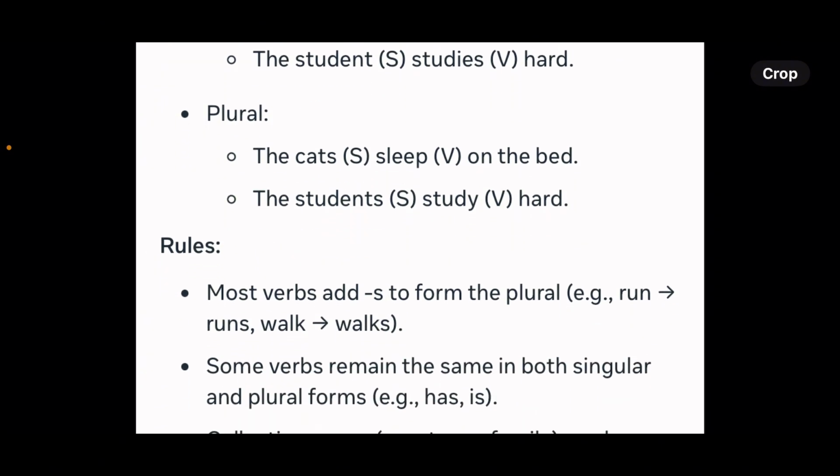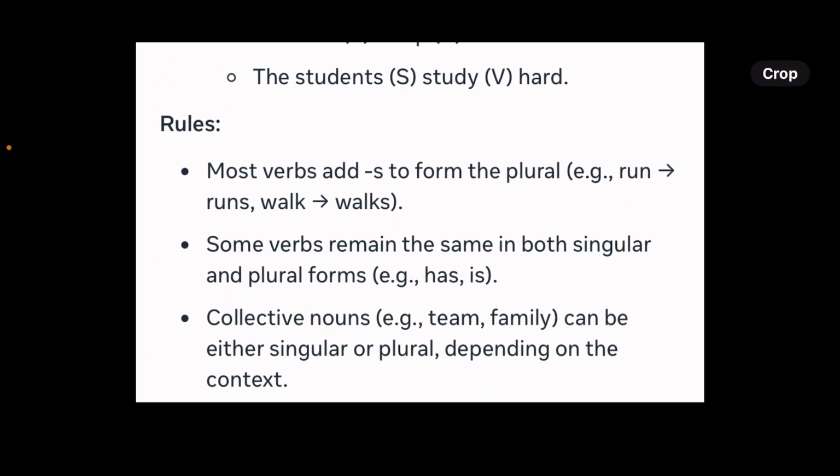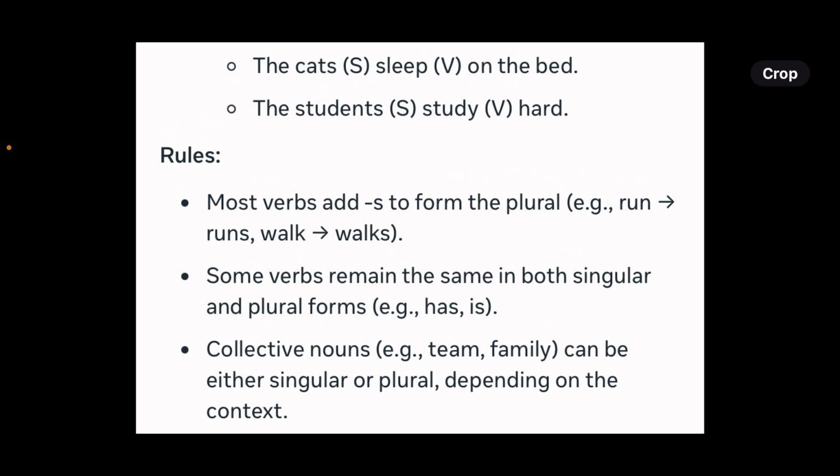So here are the rules. Let's read one by one. Most verbs add s to form the singular. For example, run, runs, walk, walks. Some verbs remain the same in both singular and plural forms, for example, has or is. Now, there are collective nouns such as team and family. And these collective nouns can be either singular or plural, depending on the context.